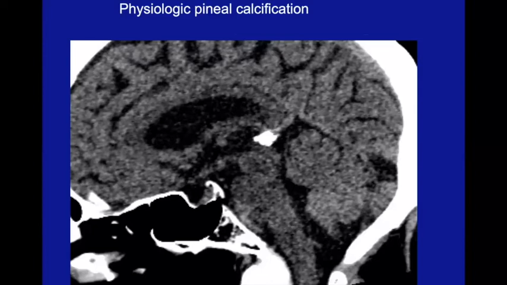Now, in this individual, you'll notice that this is a calcified pineal gland, which is physiologic and normal in patients as they age. You'll also notice that the normal pineal gland lies below the vein of Galen and internal cerebral veins and above the quadrigeminal plate, here seen on this CT scan.